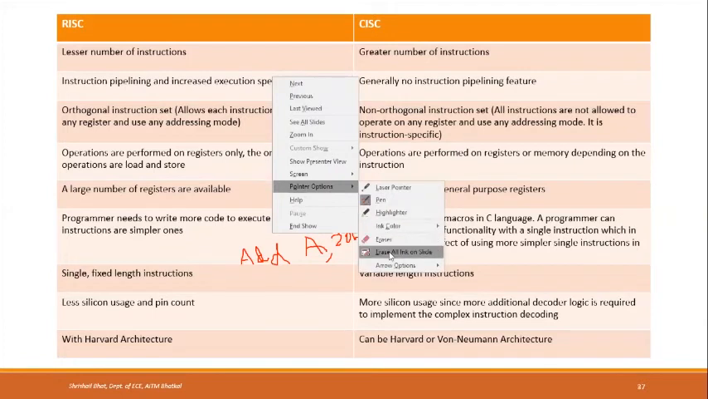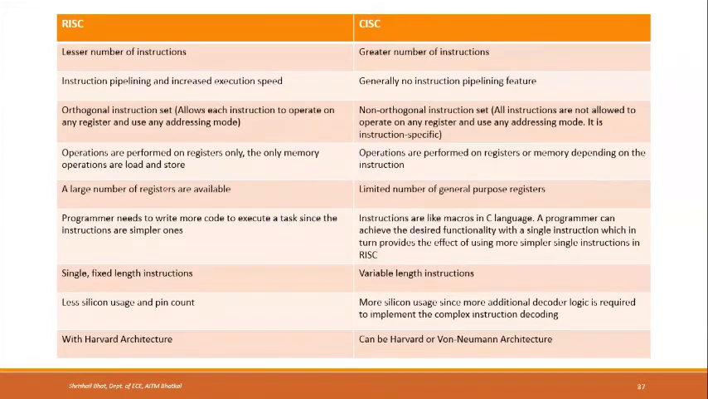Okay, that's one thing. In case of RISC, the programmer needs to write more code to execute a task. This is what I said. The number of instructions is less, but the instructions do simple tasks. So if you want to perform a complex task, you need to write more lines of code, since the instructions are simpler ones. Whereas in case of CISC, the instructions are like macros in C language, that means some small functions. A programmer can achieve the desired functionality with a single instruction, which in turn provides the effect of using more simpler single instructions in RISC.